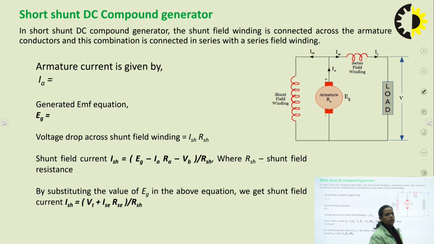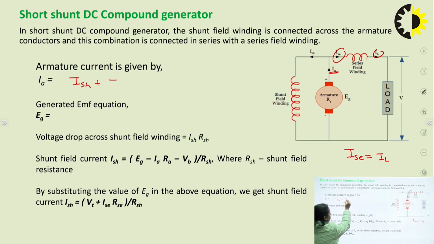Now, coming to the short shunt DC compound generator. In a short shunt DC compound generator, the shunt field winding is connected across the armature, and this combination is connected in series with a series field winding. You can see the shunt field winding is connected across the armature only. Here ISC and IL are equal, so ISC is equal to IL. Armature current IA is equal to ISH plus IL.